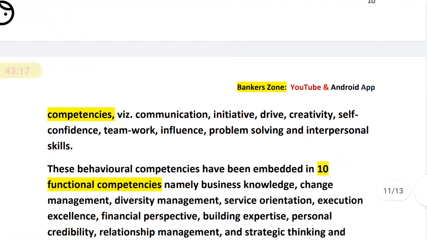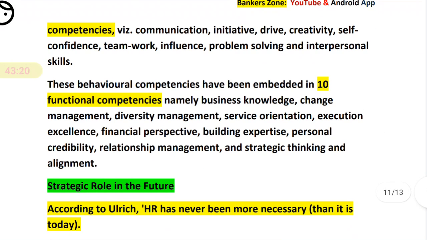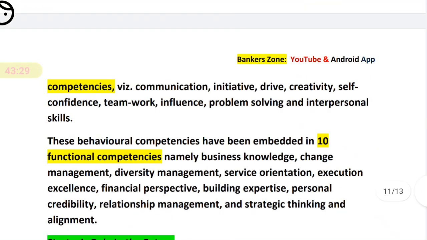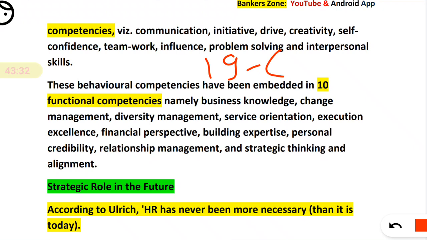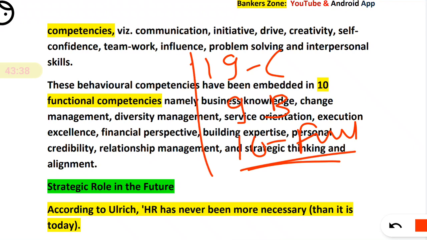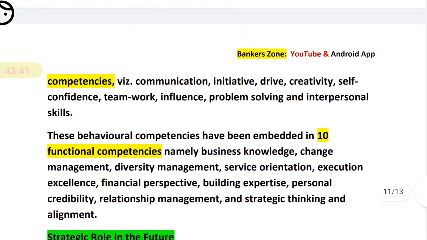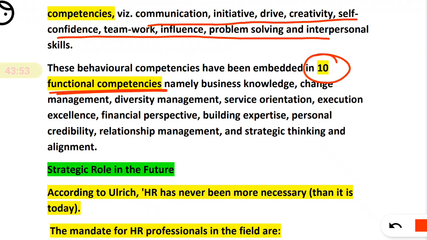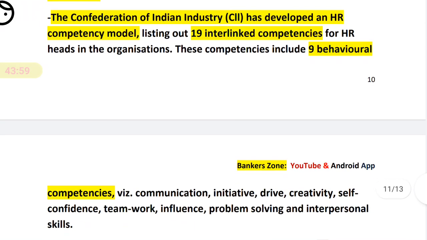Okay, and what are those 9? Remember, a total of 19 competencies were developed by CII. Out of that, 9 are behavioral and 10 are functional. Okay, those figures you can remember. And what are those 9 behavioral competencies? See, communication, initiative, drive, creativity, self-confidence, etc. You can read this. And the other 10 are the functional competencies. These are given here. You can read this. You don't need to remember that. You just remember the figures. They can frame an MCQ based on that.